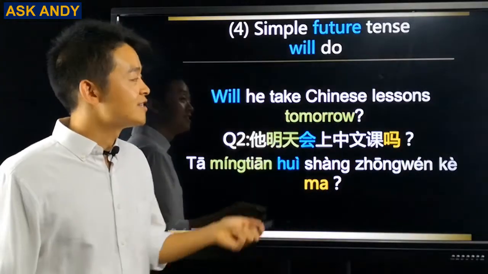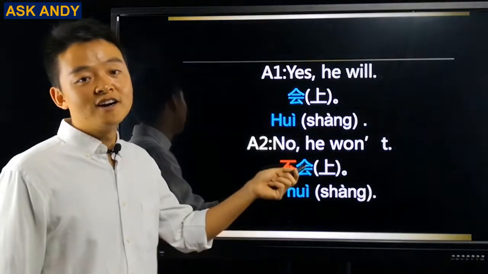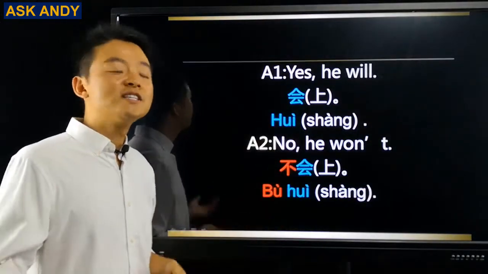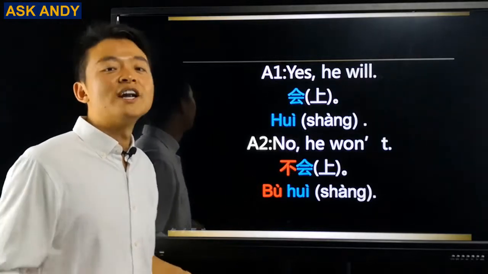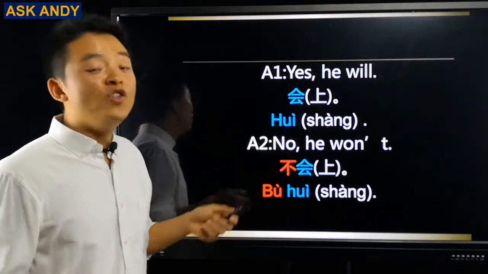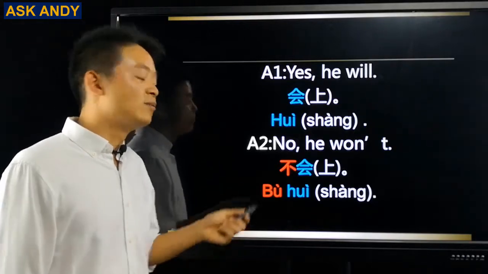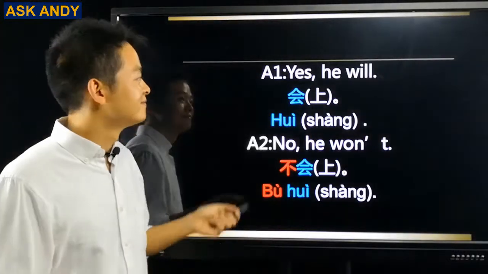How do you answer that question? Yes, he will. In Chinese, it is 会上. You may not hear that 上. It may just be 会. But I recommend you to say 会上. That sounds better. Answer 2, no, he won't. That is 不会上. 不会上 in Chinese.